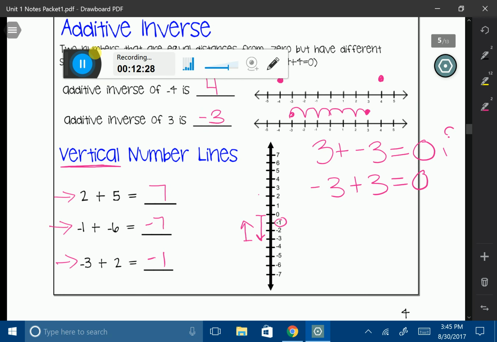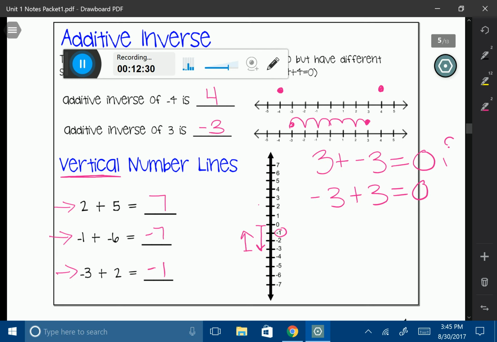Okay, and that is the end of our section. And the next thing we'll be doing is adding with chips.